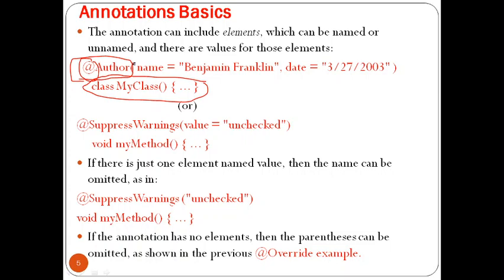Now I open the parenthesis and provide all my parameters. The author name, who is the author? Benjamin Franklin, and on which date I am writing this particular program. I provide that information with the help of this annotation called the author annotation. That is the advantage of annotations. Previously we were writing simple comments, but here we are following a standard approach to provide more information about our program.